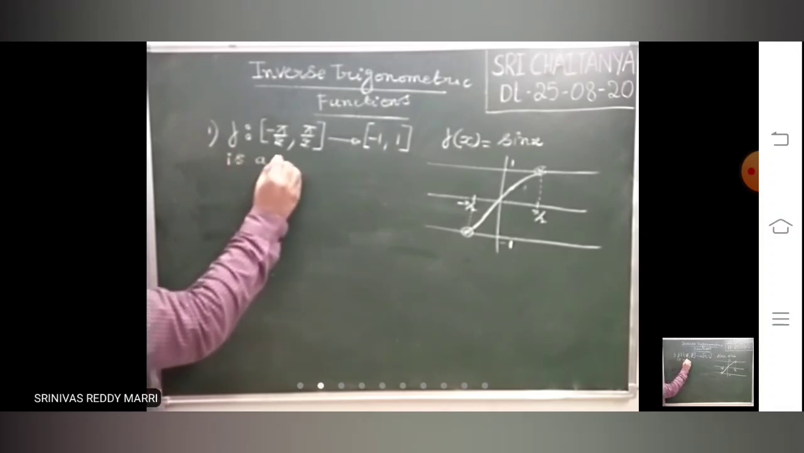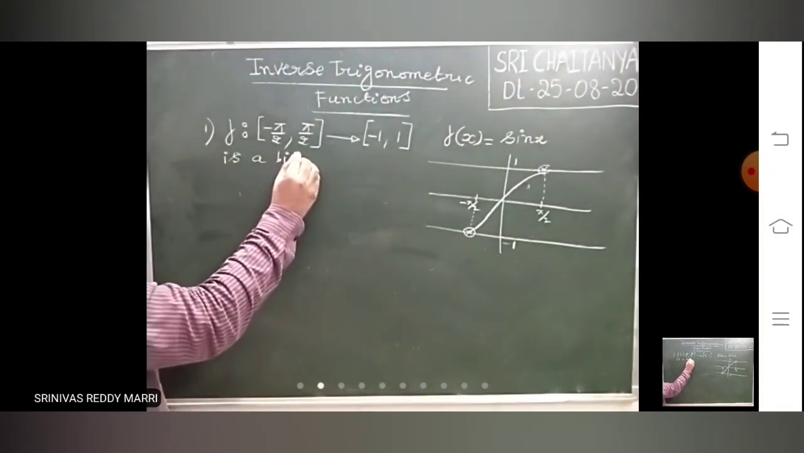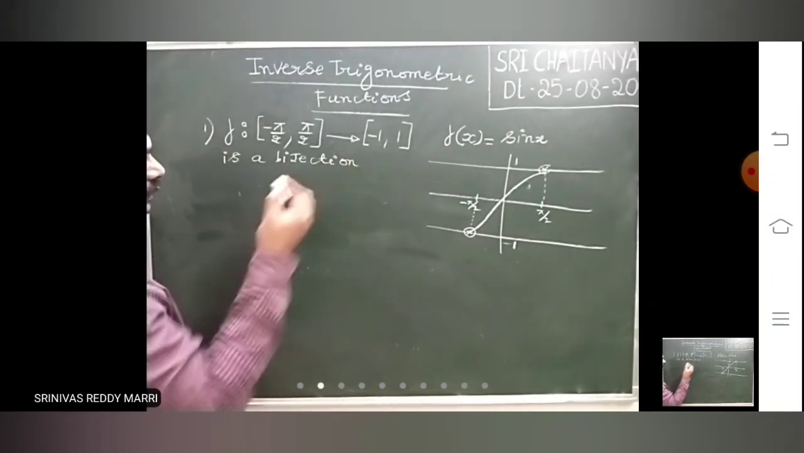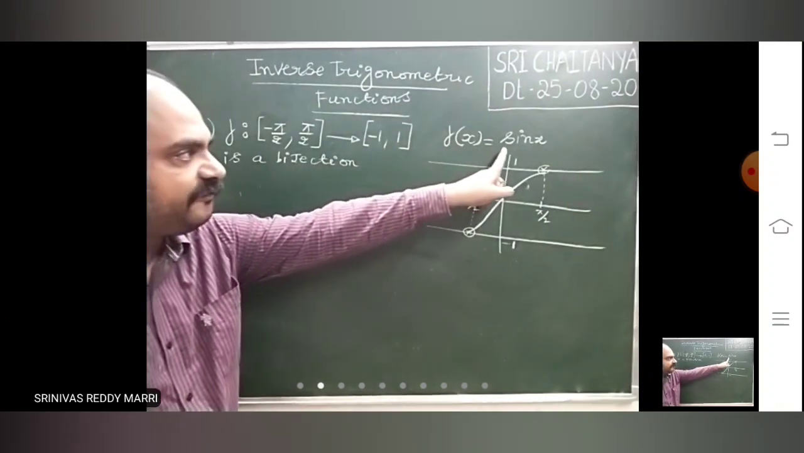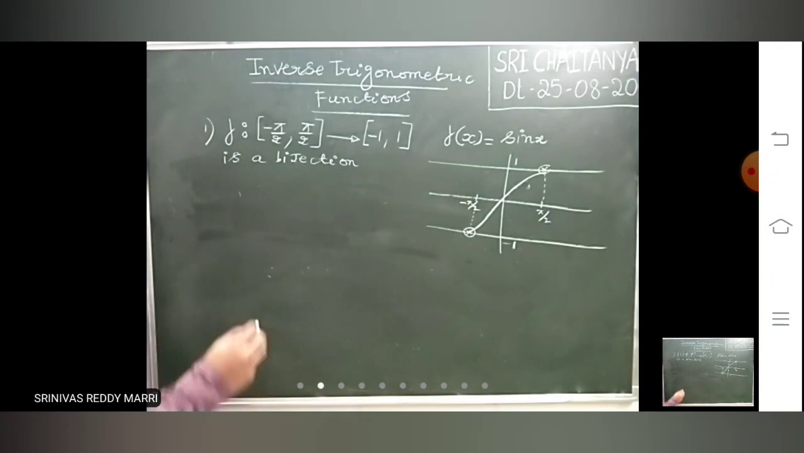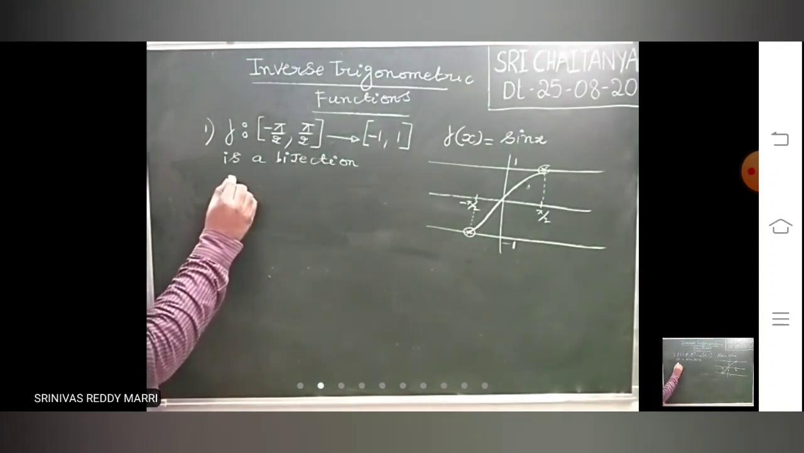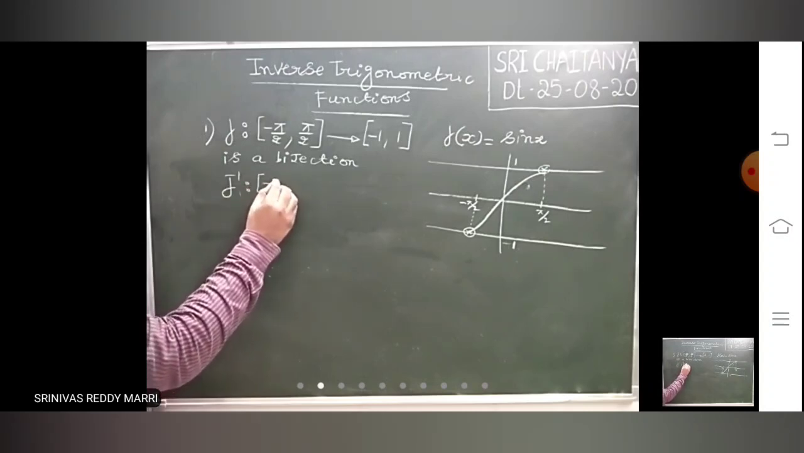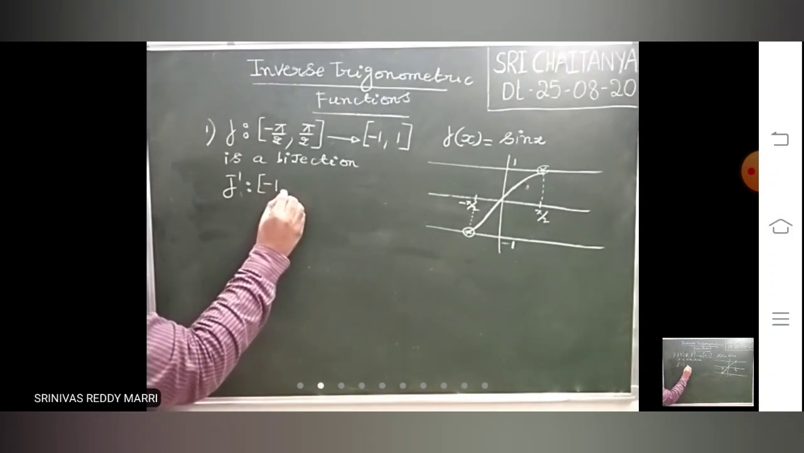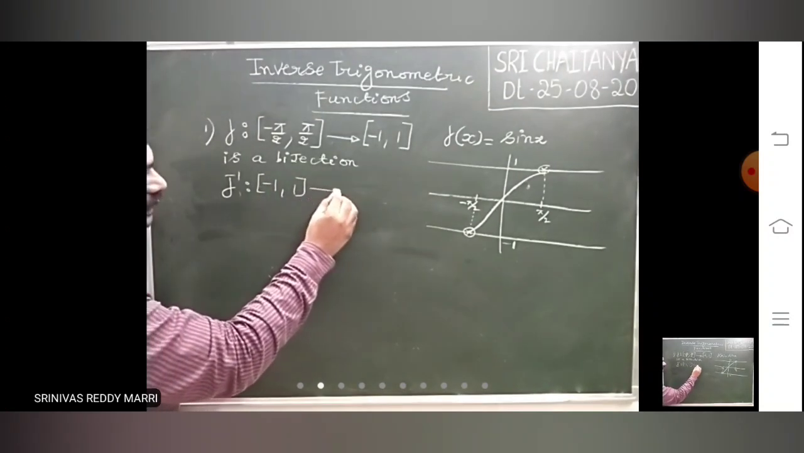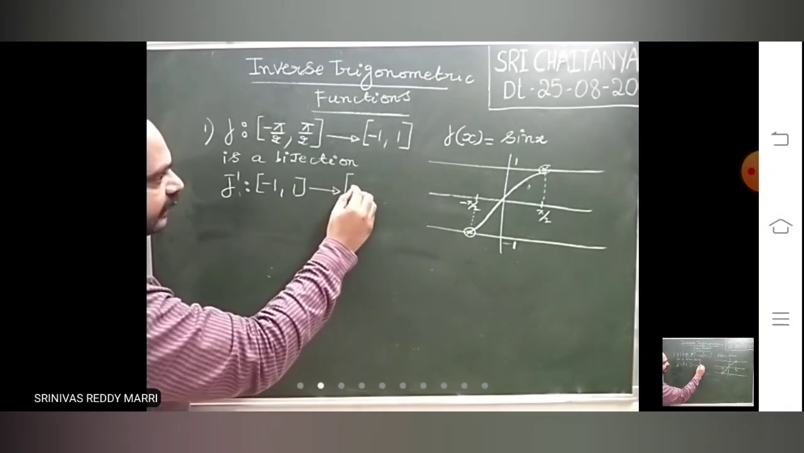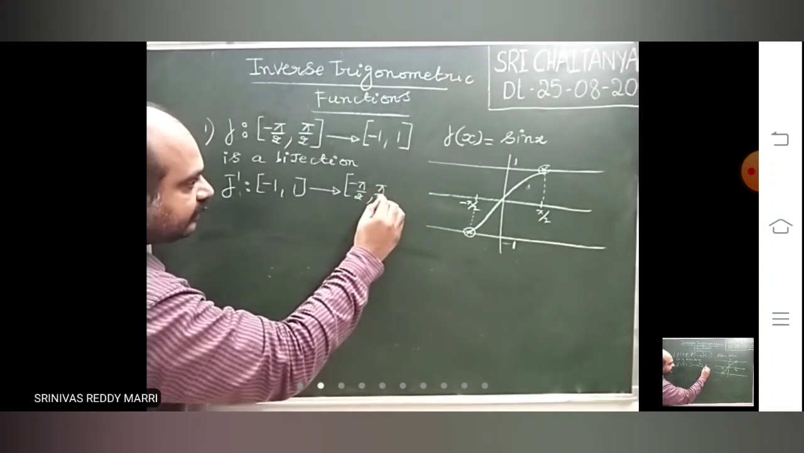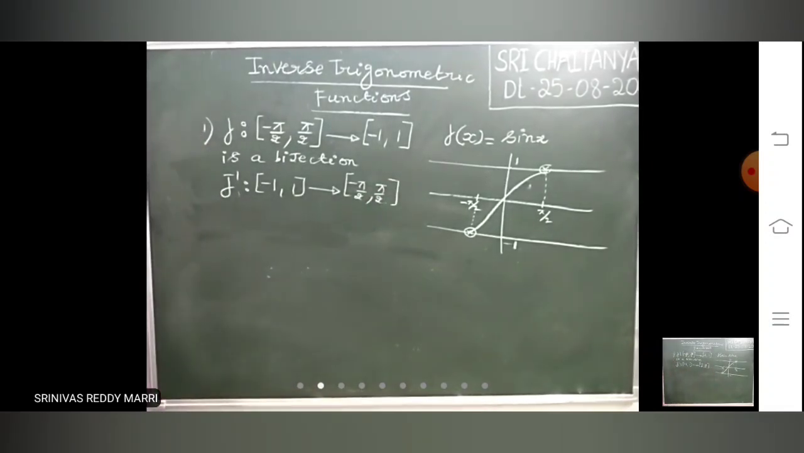So whatever I have defined, f of x equal to sin x in this interval, this function f of x is a bijection. I am defining the inverse function. If I define the function f inverse, its domain will be minus 1 comma 1 and its range will be minus pi by 2 comma pi by 2.